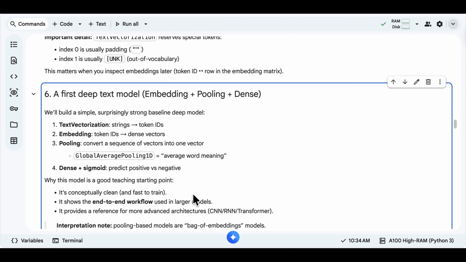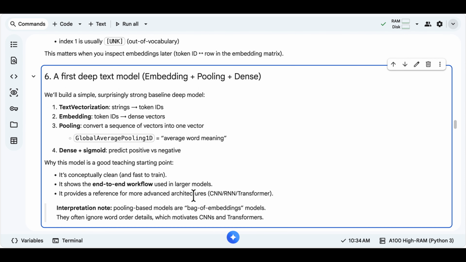Here is the first complete deep learning architecture in the notebook. The flow is simple. Raw text goes into the vectorizer. Token IDs go into the embedding layer. The sequence of word vectors is reduced to one document vector through global average pooling, and then a small dense network predicts positive or negative sentiment. Global average pooling means we average the token embeddings across the whole review. This gives us a bag of embeddings view of the document. It is fast and surprisingly strong, but it also means word order is treated only very crudely.